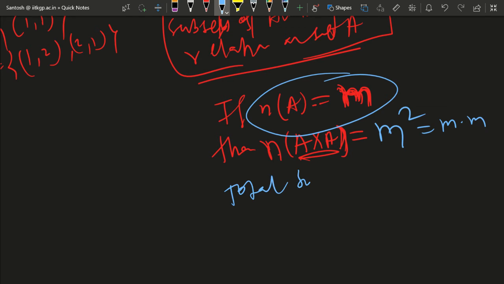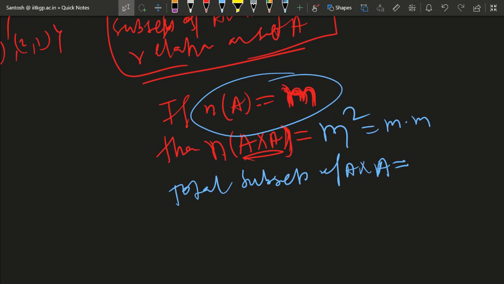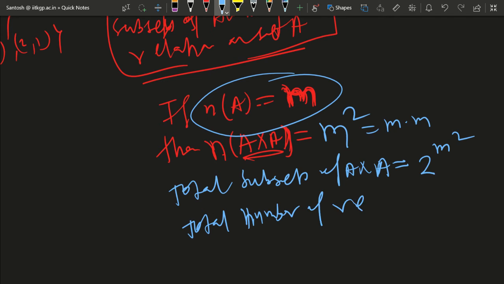So the total number of subsets of A cross A, what will that be? It is 2 raised to the power m square. Fine. And any subset of A cross A is a relation on set A. So that's why the total number of relations on set A is 2 raised to the power m square. Fine, so this is a formula.